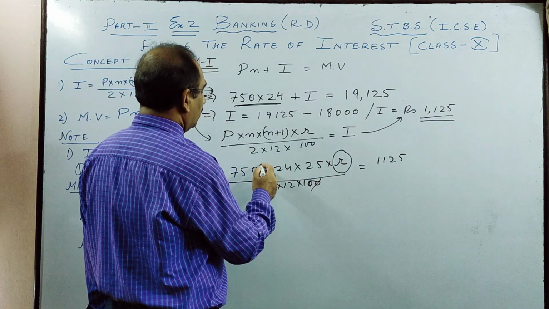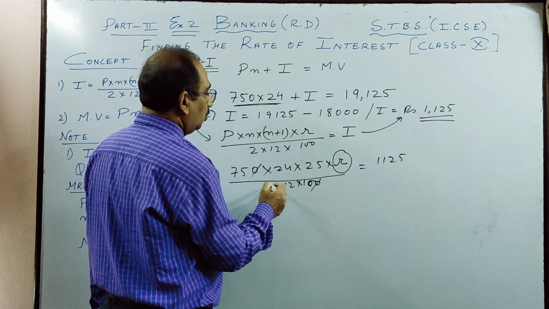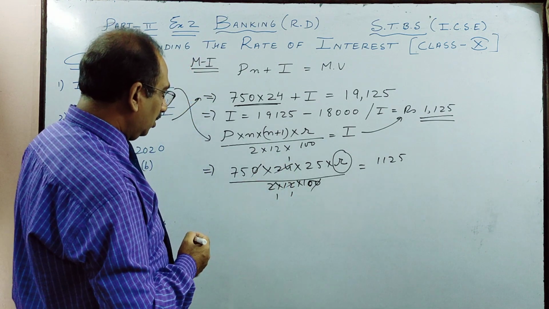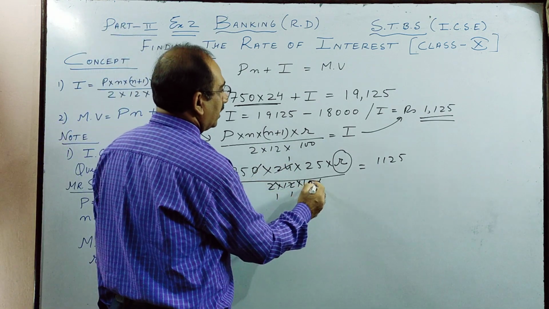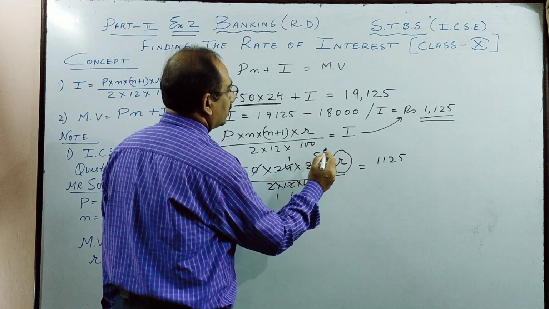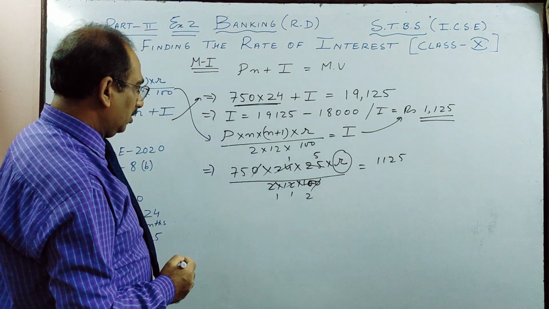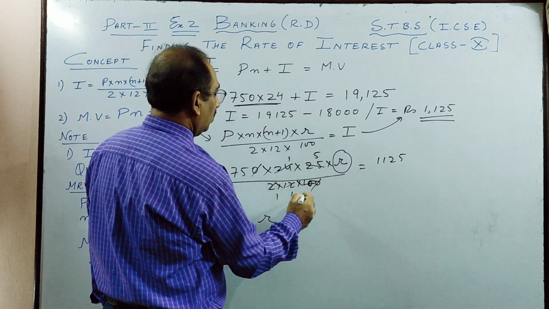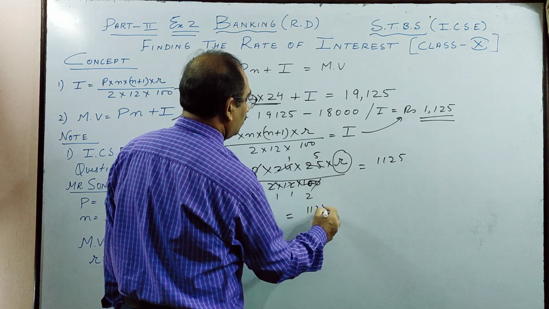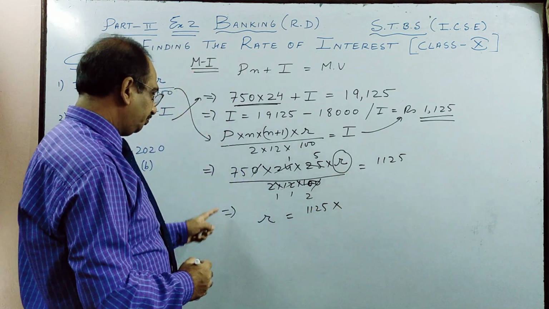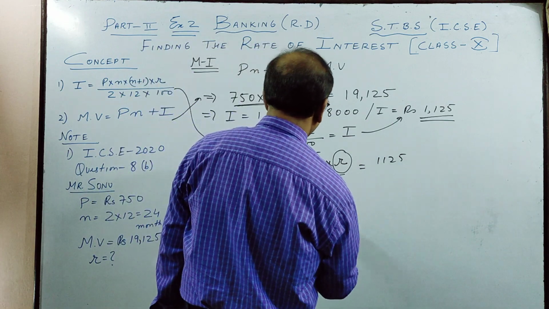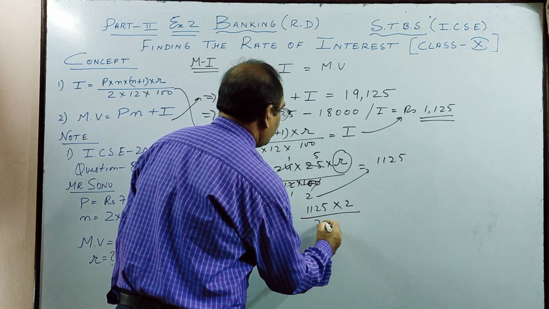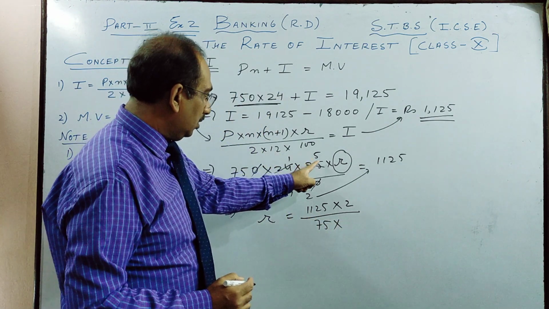So you cancel 0, 0. 2, 12 are 24. This all cancels, 24 with 24. So down we are left with 10. 5 2s are 10, 5 5s are 25. So if you see, R is equal to 1125 into 2, this goes up, by 75 into this, 5 goes down.